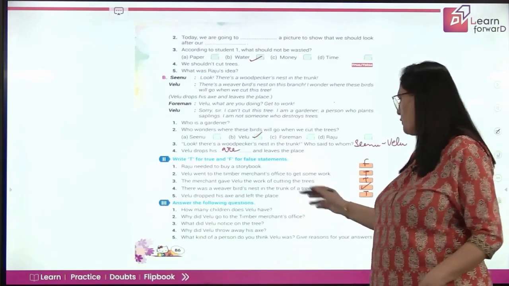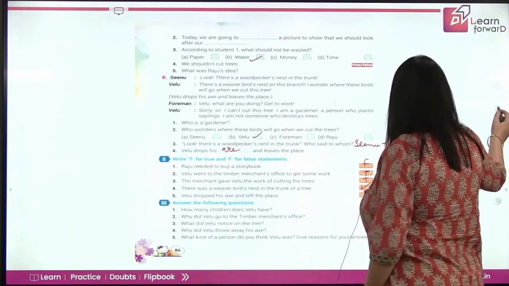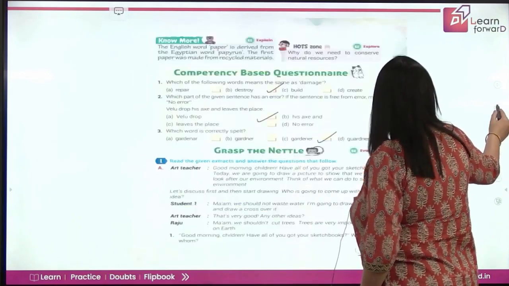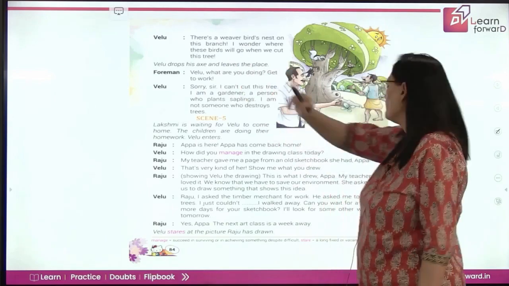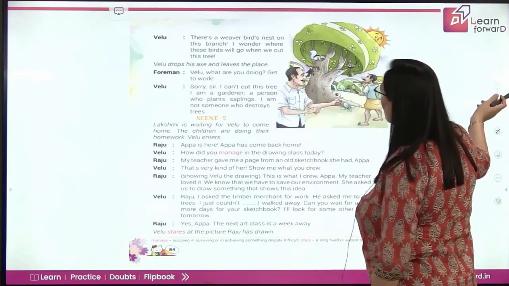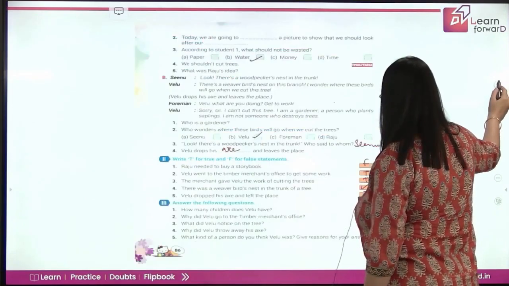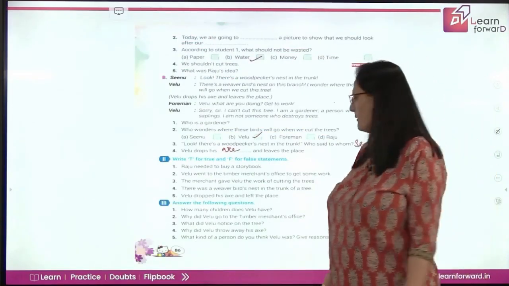Next, Velu dropped his axe and left the place. True. Now let me just confirm whether the weaver bird's nest was on the trunk. No, it was on the branch, not on the trunk. Yes, false. It is false. Coming to the next, we have the question answers based on the story.